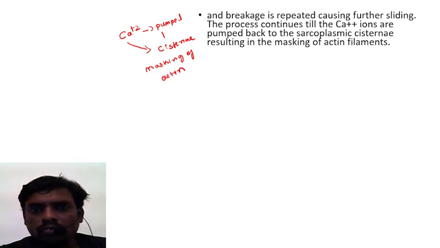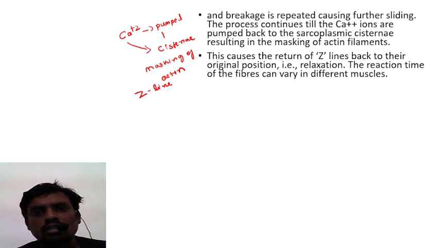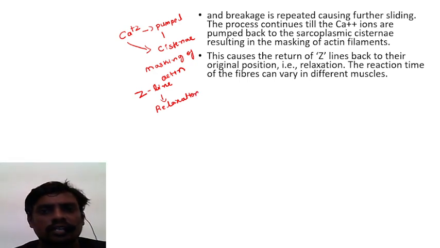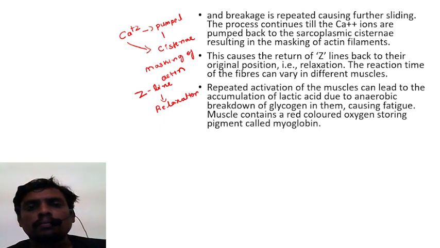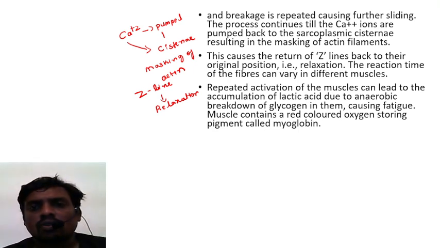Now finally what happens? This causes a return of Z lines to their original position. That indicates relaxation. The reaction time for the fibers can vary in different muscles, in biceps muscles, triceps muscles. In various muscles, this reaction time will be different.